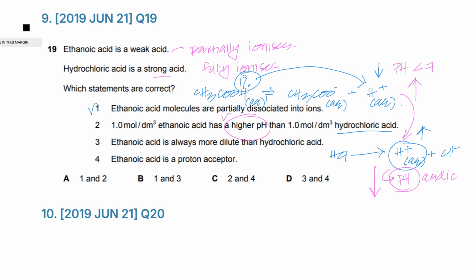So the pH will be more towards 7. It'll be 4 or 5, but hydrochloric acid, because it's a strong acid, has a pH of 1 or 2, because it has more H plus ions. So 2 is absolutely correct.